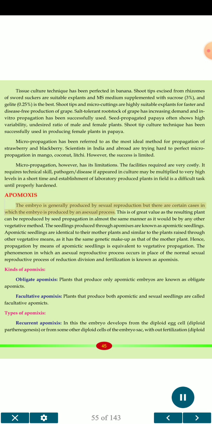Apomixis. The embryo is generally produced by sexual reproduction, but there are certain cases in which the embryo is produced by an asexual process. This is of great value as the resulting plant can be reproduced by seed propagation in almost the same manner as it would be by any other vegetative method. The seedlings produced through apomixis are known as apomictic seedlings.